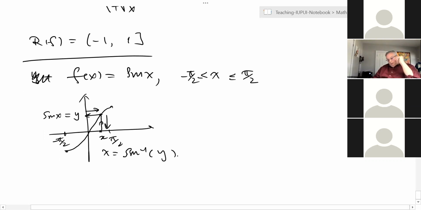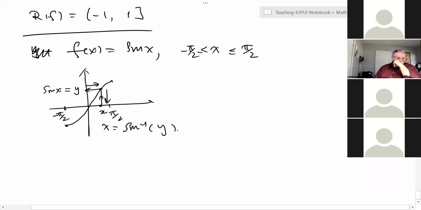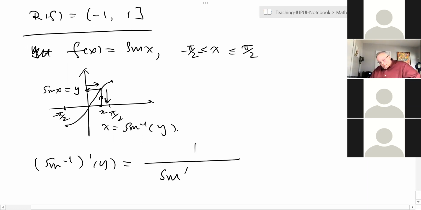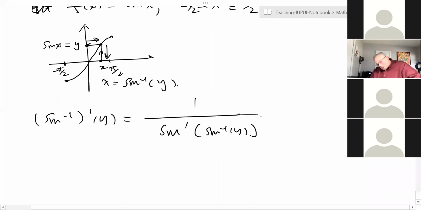But I want to find the derivative. I may not be able to find another explicit formula for the inverse function. So how do I find the derivative of the inverse function? By definition, the sine becomes cosine, and the derivative is going to be 1 over cosine.